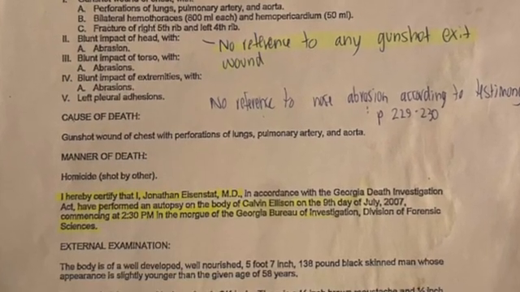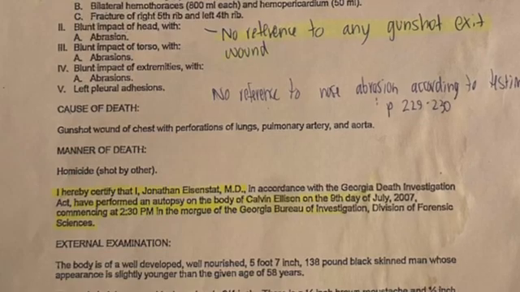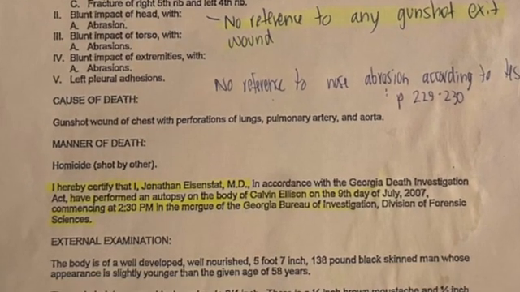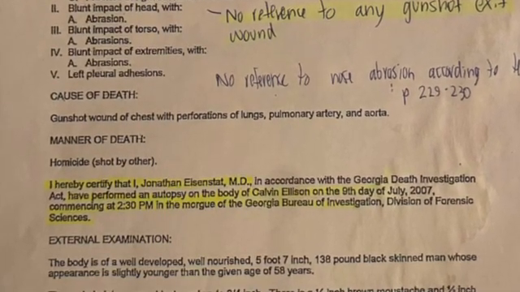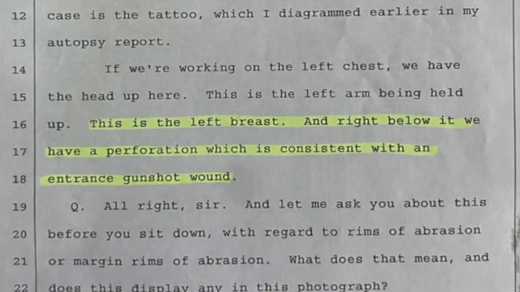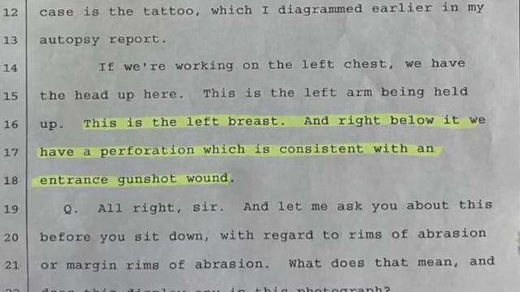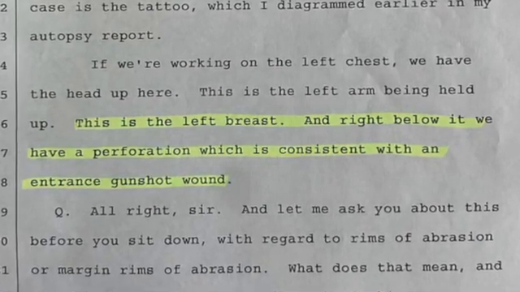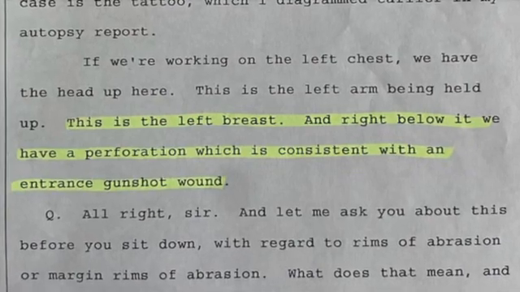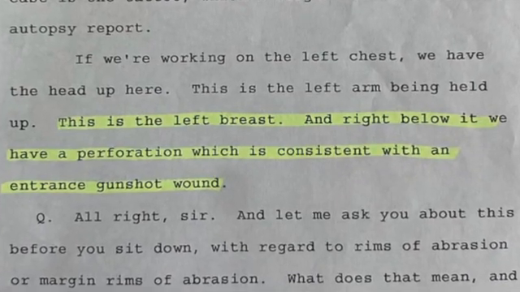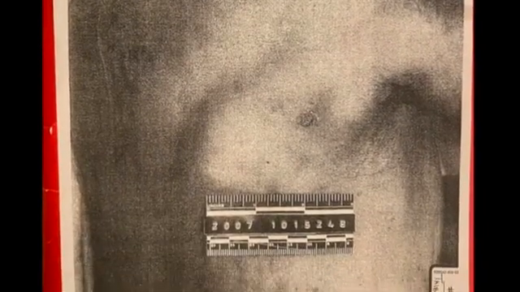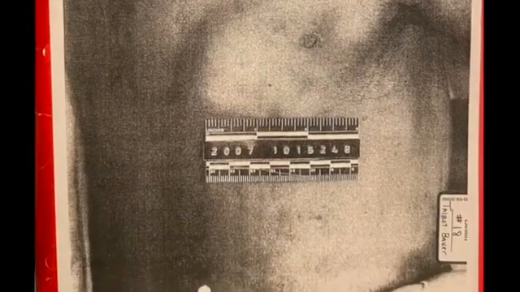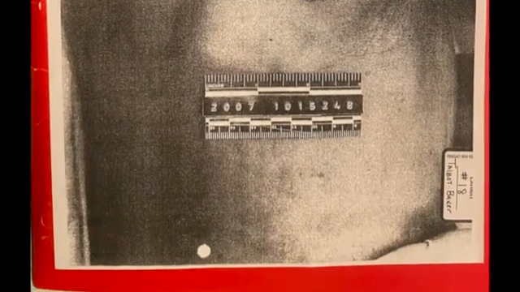We will present the report discrepancies in his own testimony that caused us to question the accuracy and truth of his reporting and testimony. According to his testimony on page 220, he stated, "This is the left breast, and right below it we have a perforation which is consistent with an entrance gunshot wound." If he doesn't indicate an exit on much of his report, why do we have a photo of the gunshot wound of the right back in Exhibit 18? And where did the gunshot come from?